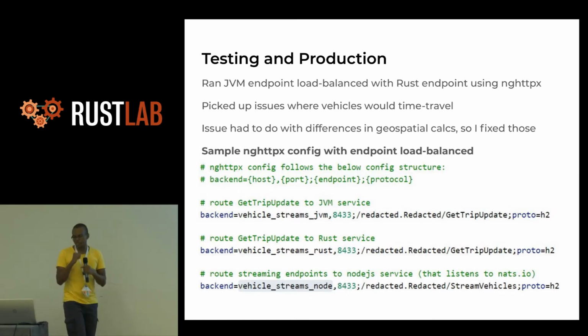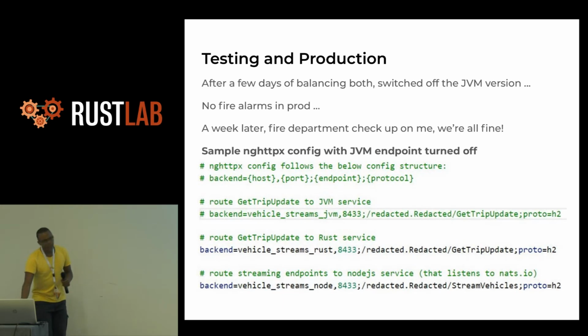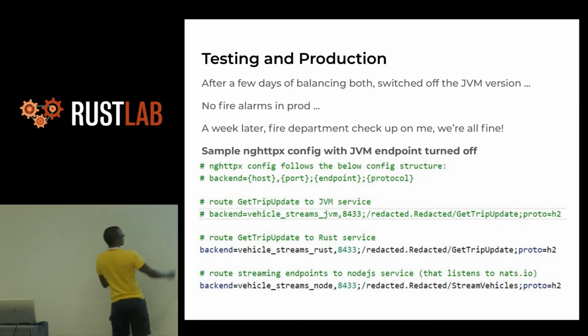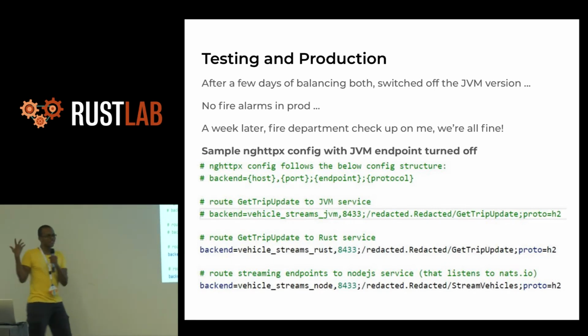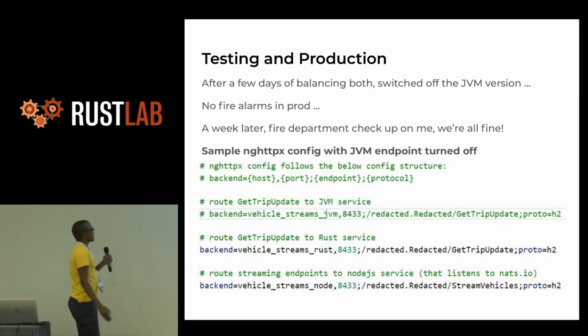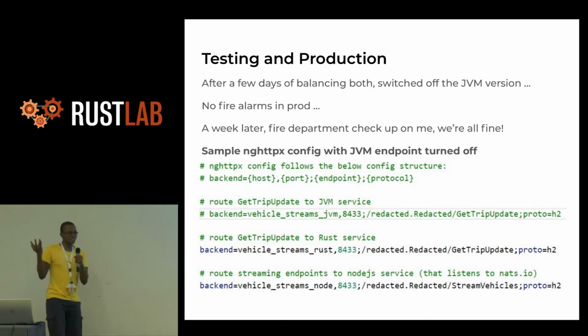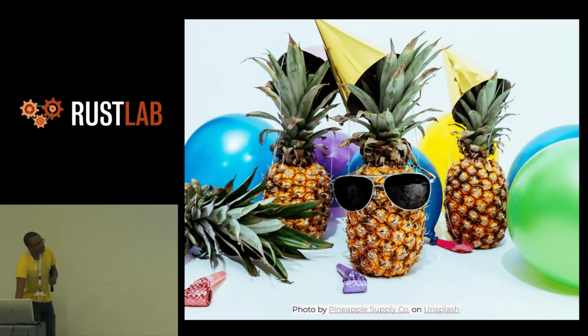No more time travel. And then after a few days of balancing both, we switched off the JVM version by just commenting it out and restarting the service. Simple as that. No fire alarms in prod, and about a week later, the fire department checks up on me. Still nothing, because we didn't have to restart anything every 2 days. Okay, and then cool pineapples.